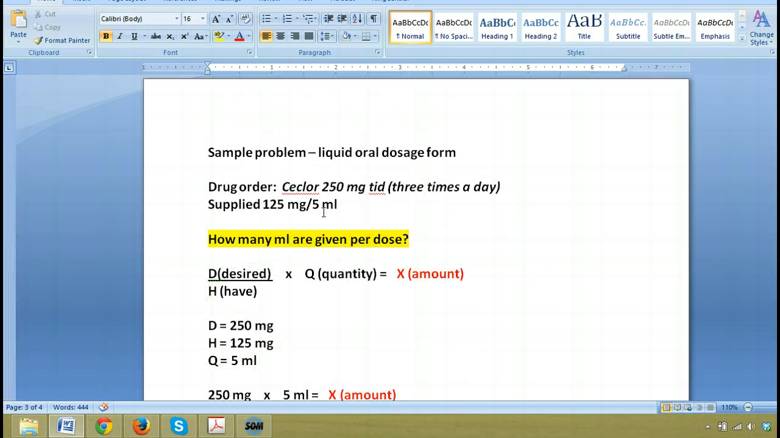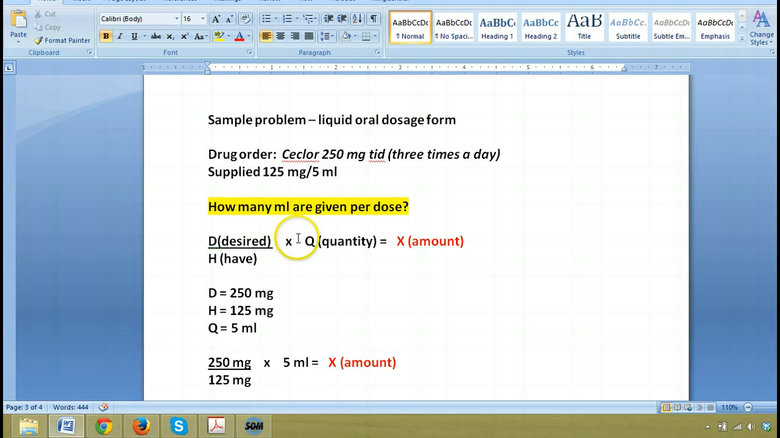Now let's do a problem where we have a liquid oral dosage form, like a suspension or a solution. Here we have a drug order for another antibiotic. This was the label I showed you, Ceclor, 250 milligrams TID, and TID means 3 times a day. In this case, it's supplied as a suspension, 125 milligrams for 5 mils, so that's the strength. How many mils are we going to give per dose? Again, same equation. D is going to be 250 milligrams, because that's in our drug order. That's what's desired. What do we have on hand? Well, we have 125 milligrams.